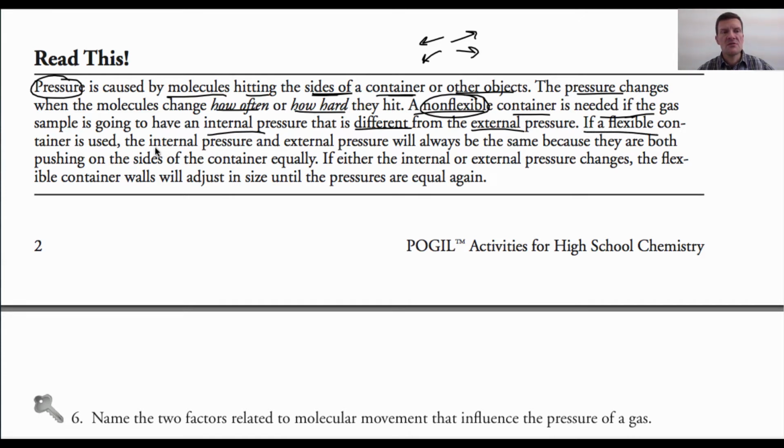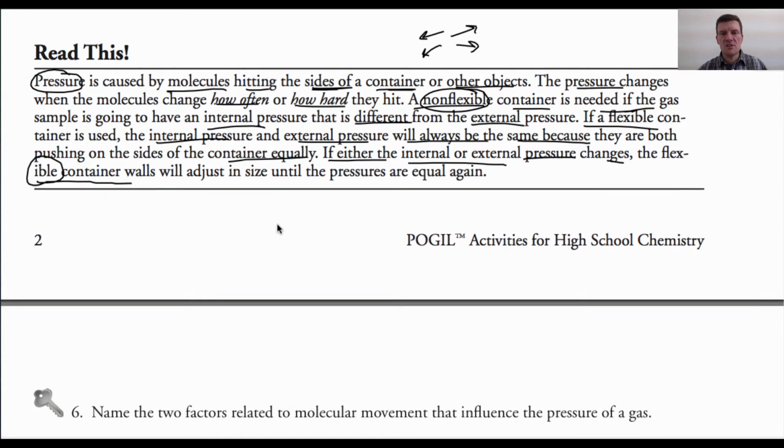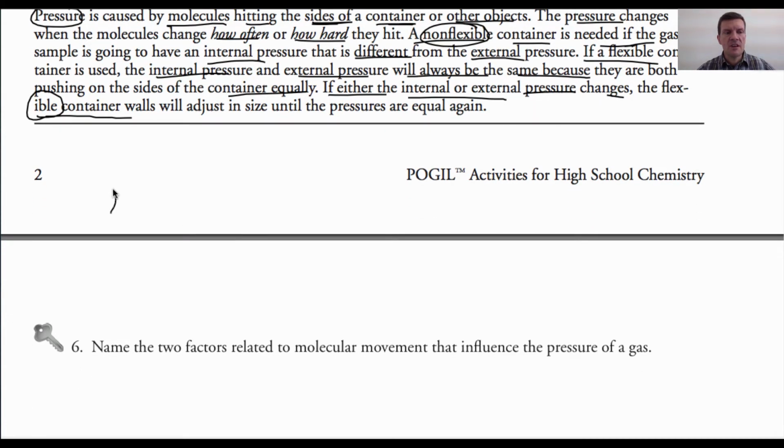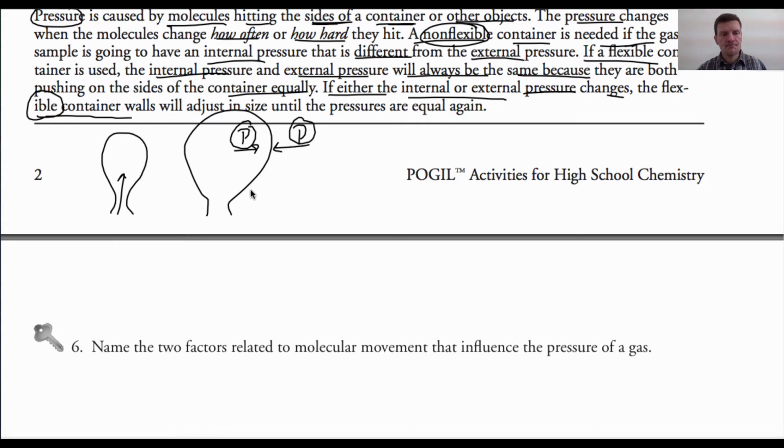Non-flexible means like a glass flask that is not going to expand. If a flexible container is used, the internal pressure and external pressure will always be the same because they are both pushing on the sides of the container equally. If either the internal or external pressure changes, if it's flexible, the flexible container walls will adjust in size until the pressures are equal again. So that would be like if you had a balloon and you put air into that balloon, it is going to get bigger, and always the internal pressure and the external pressure are going to be equal. That's the volume that it's going to stop at. It's going to get bigger until internal pressure and external pressure are exactly equal. Okay?